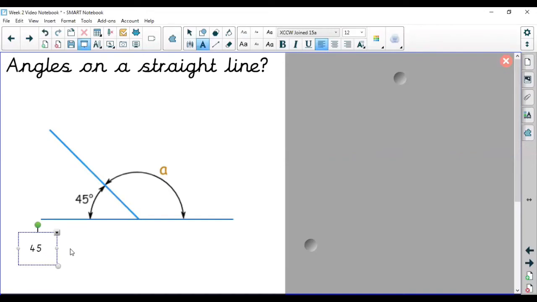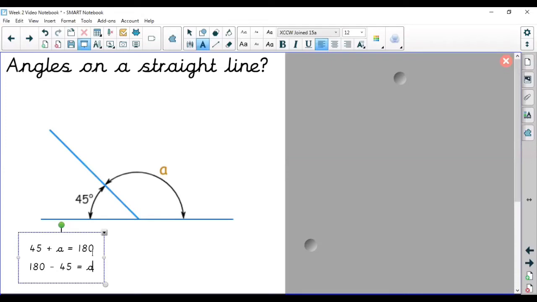45 add A equals 180 degrees, okay? Which I've got a missing number problem. So to solve this, we do the inverse. So we do 180 degrees subtract 45 equals A. So now I can do 180 subtract 45.